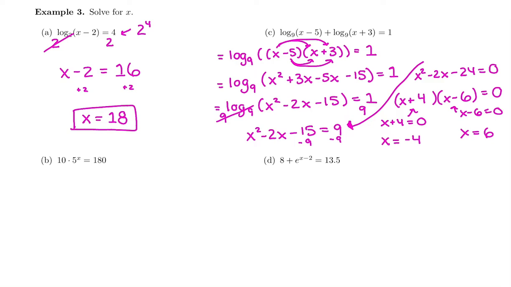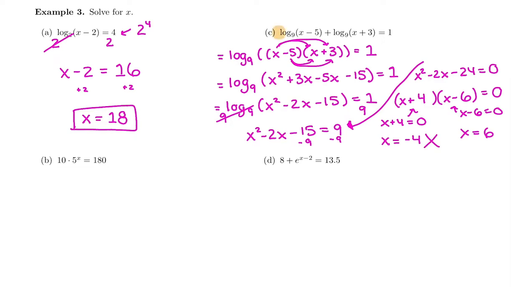So if I try to plug negative 4 back into this original function, log base 9 of negative 4 minus 5, so log base 9 of negative 9, when you plug in that negative 4, it comes out to be an error. So I can't plug in that one, so this is not a real solution.